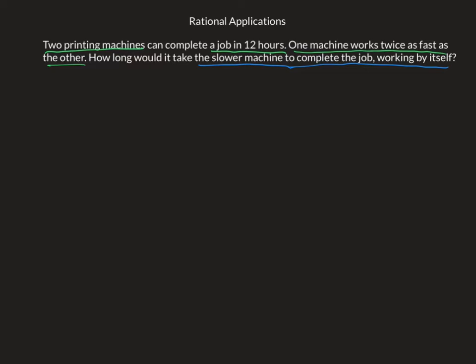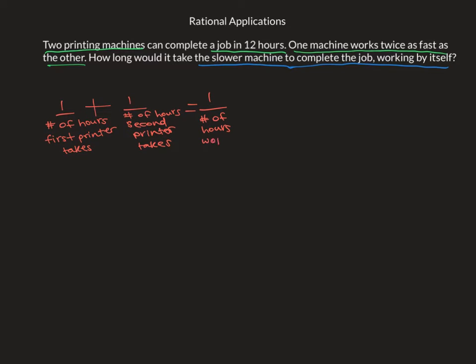You write it out like this. So it would be 1 over number of hours the first printer takes, plus 1 over number of hours the second printer takes, and then that would be equal to 1 over number of hours working together.